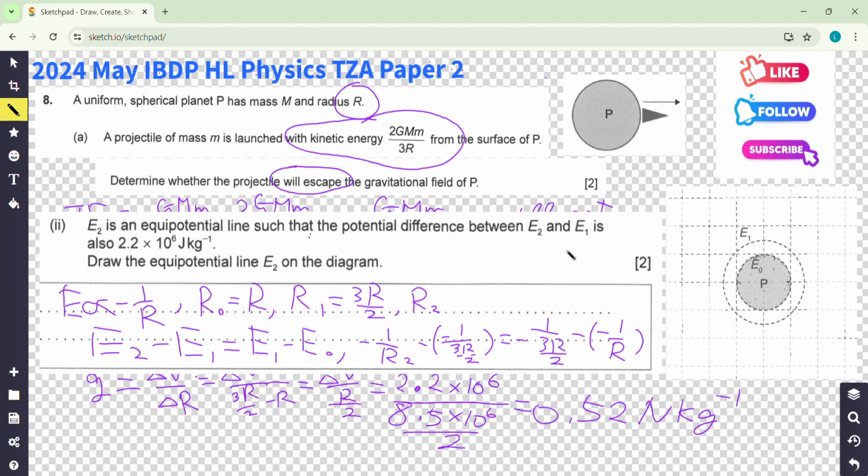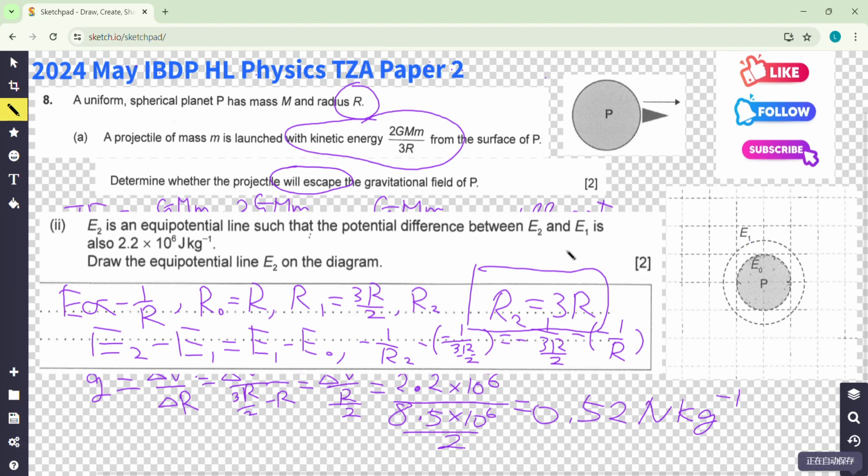Calculation time. Manipulation of some fraction stuff, okay? So what is R2 in terms of R? Maybe you need a paper. Bring out a paper and work on it. Yes, you got it. So R2 equals 3R, well done. So triple the radius.